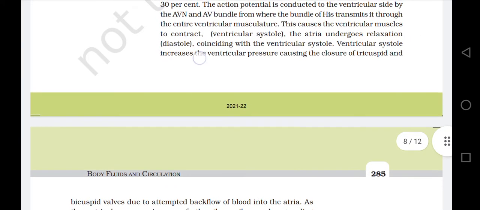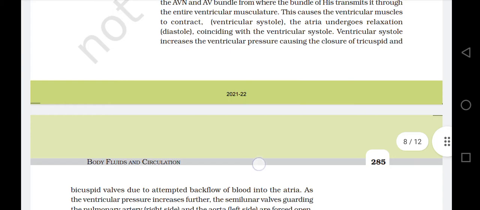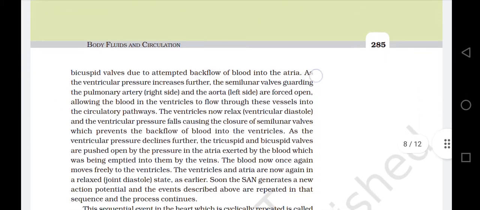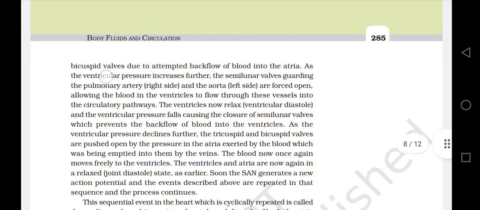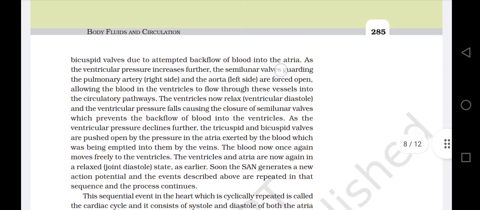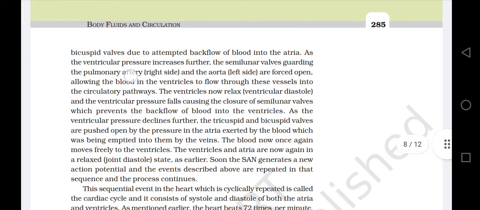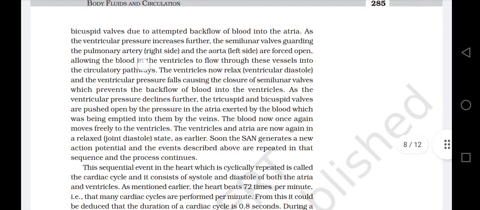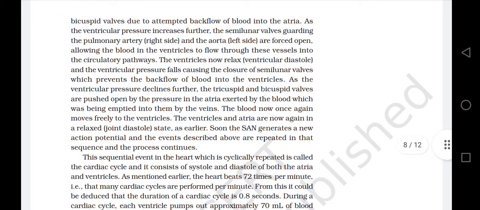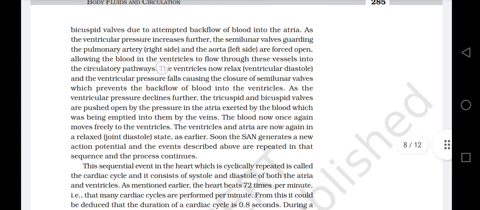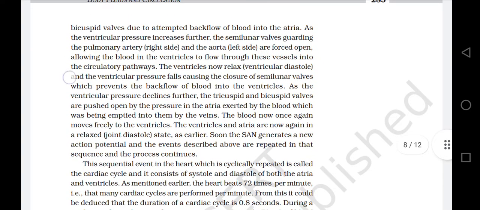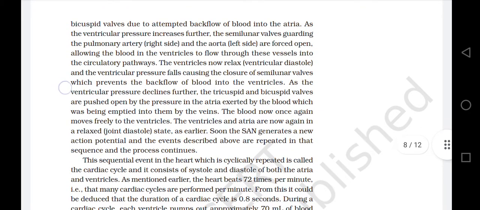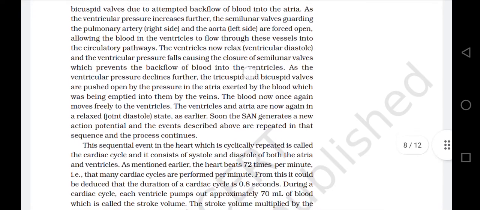Ventricular systole increases the ventricular pressure, causing the closure of the tricuspid and bicuspid valves due to attempted backflow of blood into the atria. As the ventricular pressure increases further, the semilunar valves guarding the pulmonary artery (right side) and the aorta (left side) are forced to open, allowing the blood in the ventricles to flow through the vessels into the circulatory pathways. The ventricles now relax, ventricular diastole, and the ventricular pressure falls, causing the closure of the semilunar valves, which prevents the backflow of blood into the ventricles.